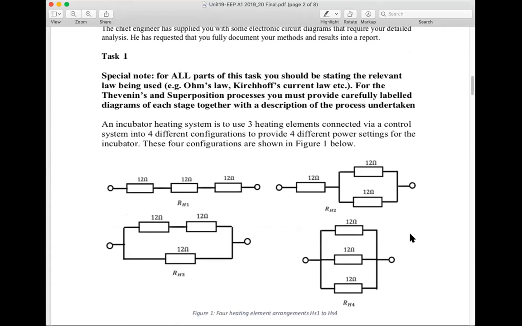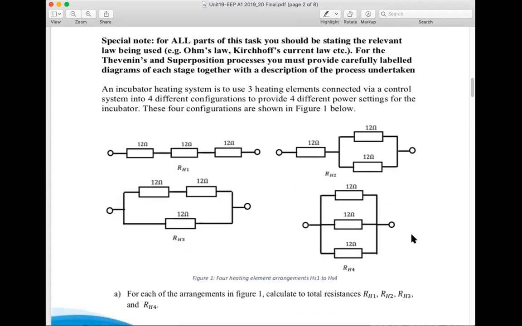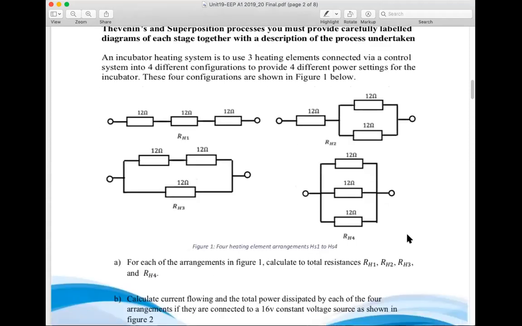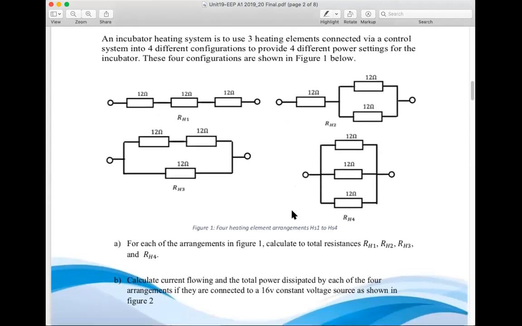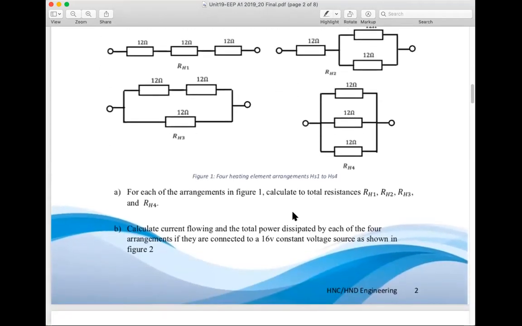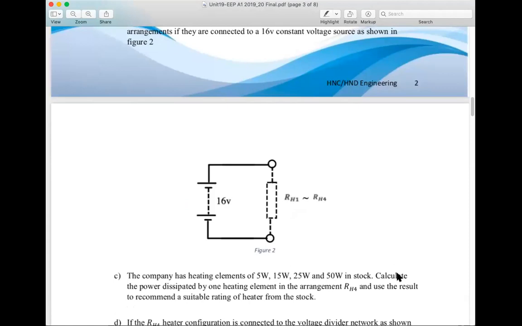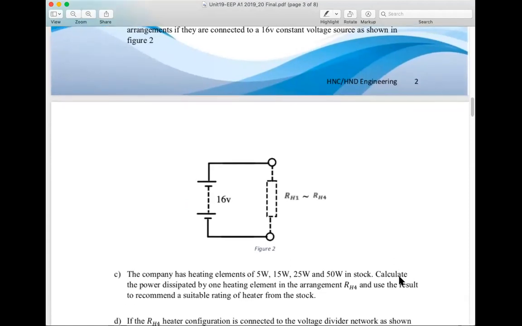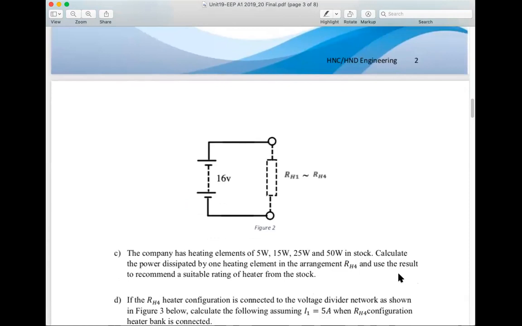So, task 1. We've got these 4 different heater configurations. We have 3 heating elements, all 12 ohms each. We can connect them up 4 different ways. So you all understood that, yeah? Yeah, task 1 was fine. 1A, 1B. Anybody got any problems with task 1A or 1B? No. No. Right, 1C. No. Okay.